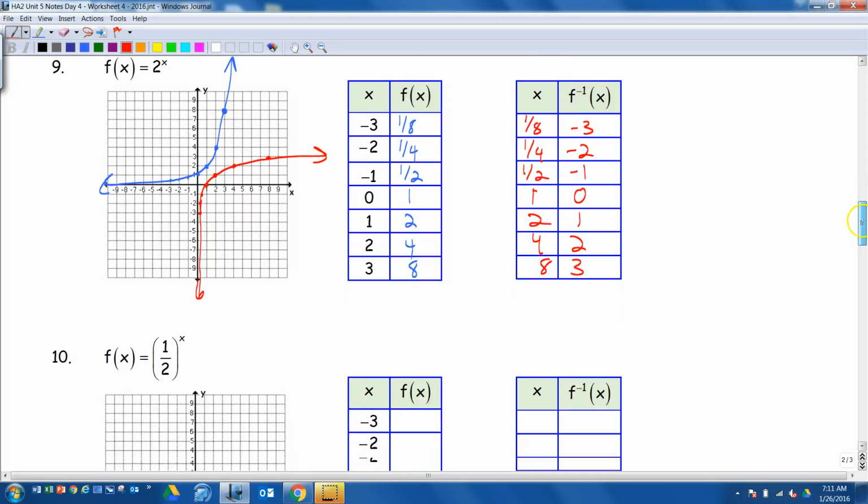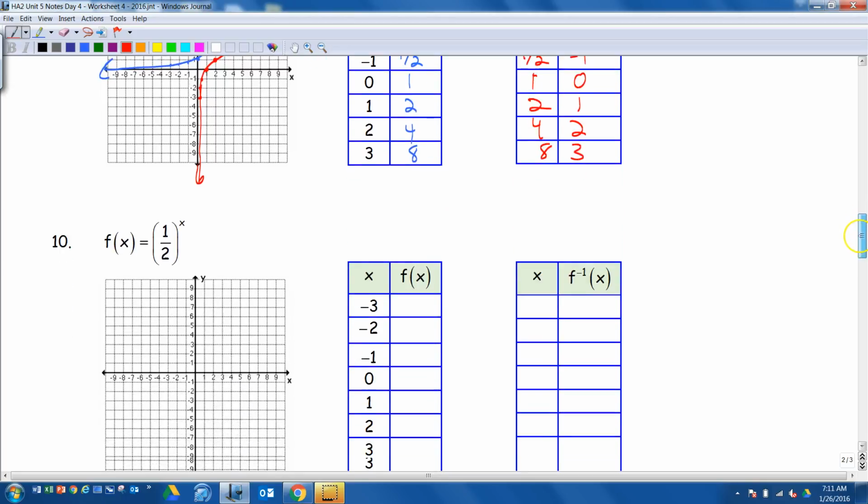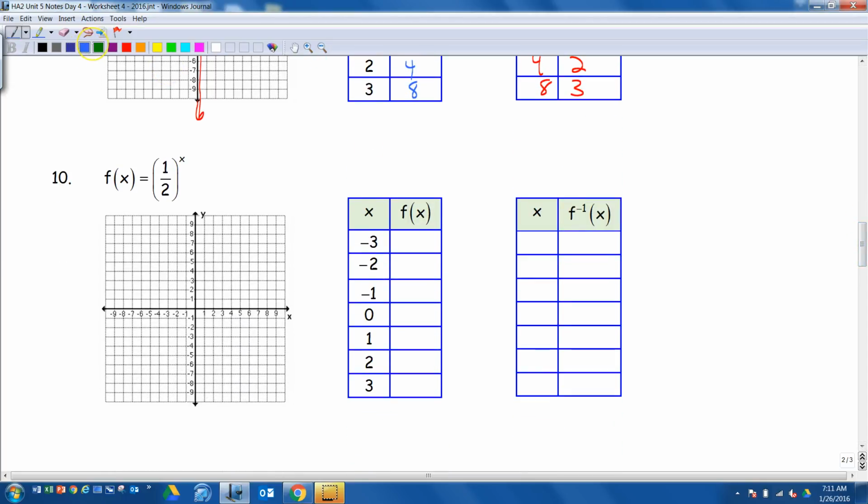So that's all real numbers. Okay. Let's do that again for 1/2 to the x. So when you have negative 3, this kind of flips it. It's 8, 4, 2, 1, and then 1/2, 1/4, 1/8. And if you do the inverse, we have 8, negative 3, 4, negative 2, 2, negative 1, 1, 0, 1/2, 1, 1/4, 2, and 1/8, 3.